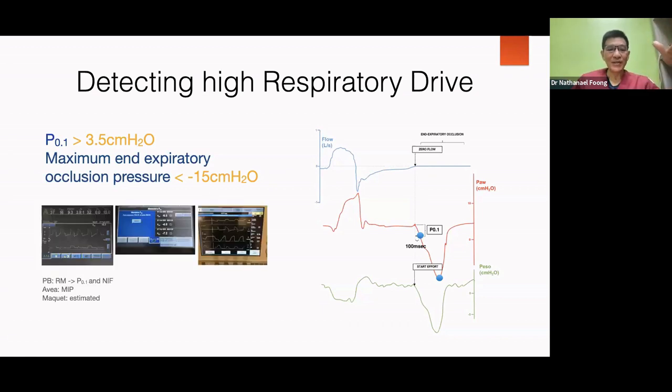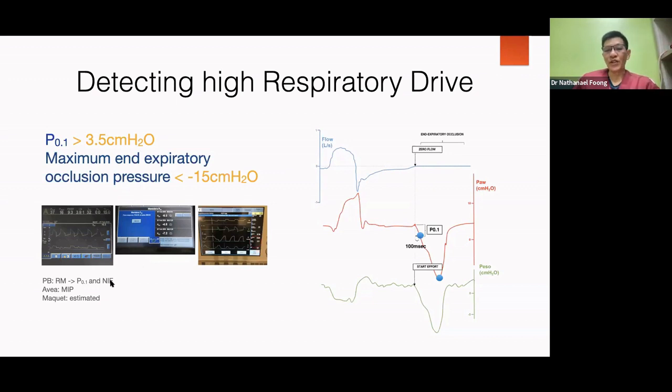So how do we actually get these numbers? You guys are familiar with this machine, which is a PB840. P0.1 is located at the bottom over here under the RM. It's not recruitment maneuver. RM is actually respiratory mechanics, where you click on the P0.1 and you start applying. A lot of times we need to do 3 to 5 readings to get an average, right, to know how the patient is doing. Whereas the maximum inspiratory occlusion pressure can be obtained from a PB840 with an NIF maneuver.